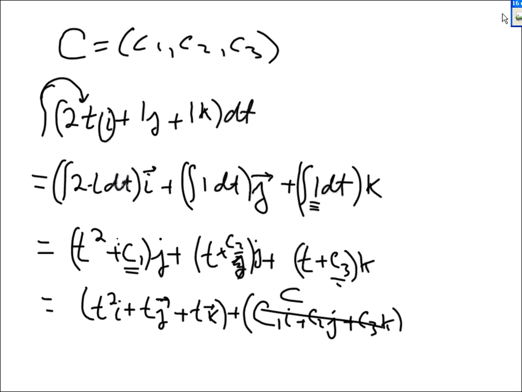Okay, so I won't write those constants anymore. I'll just add the c1 i and the c2 j and the c3 k at the very end. I'll just write plus c. And as defined on the very top, one is able to do that.